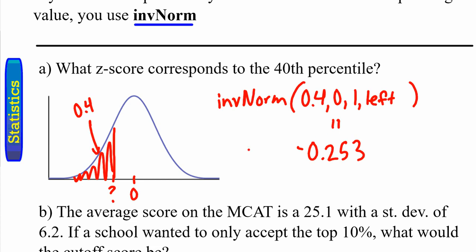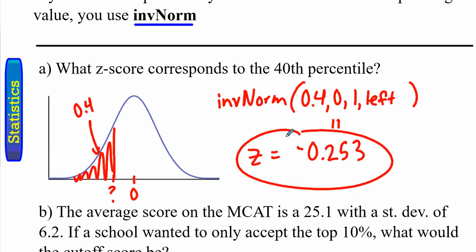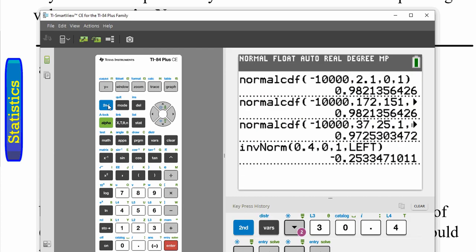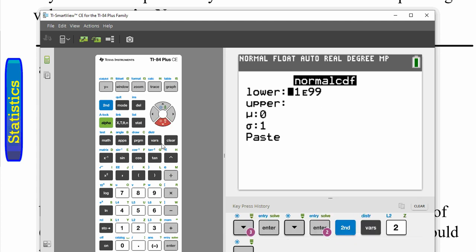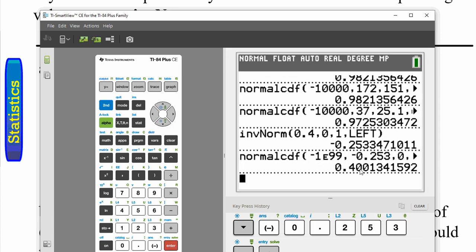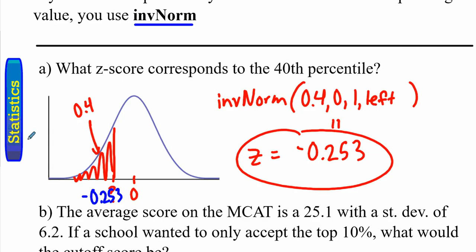If we have a z-score of negative 0.253, we're going to find 40% of the values are going to be less than that. You can actually see if you run normal CDF. If you go and run normal CDF and do negative big number up to negative 0.253, you're going to find we're going to get approximately 40%. So there we go. It works, just checking it backward.